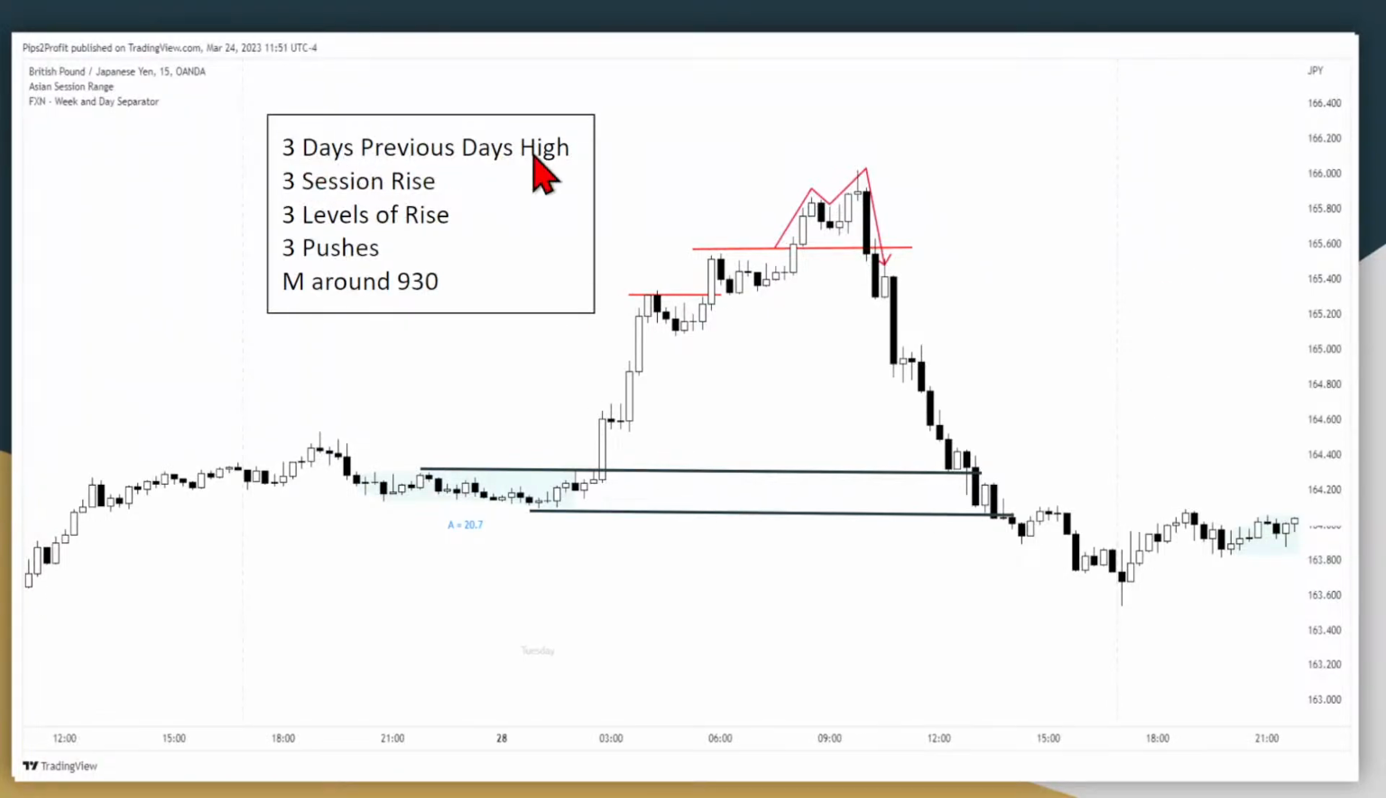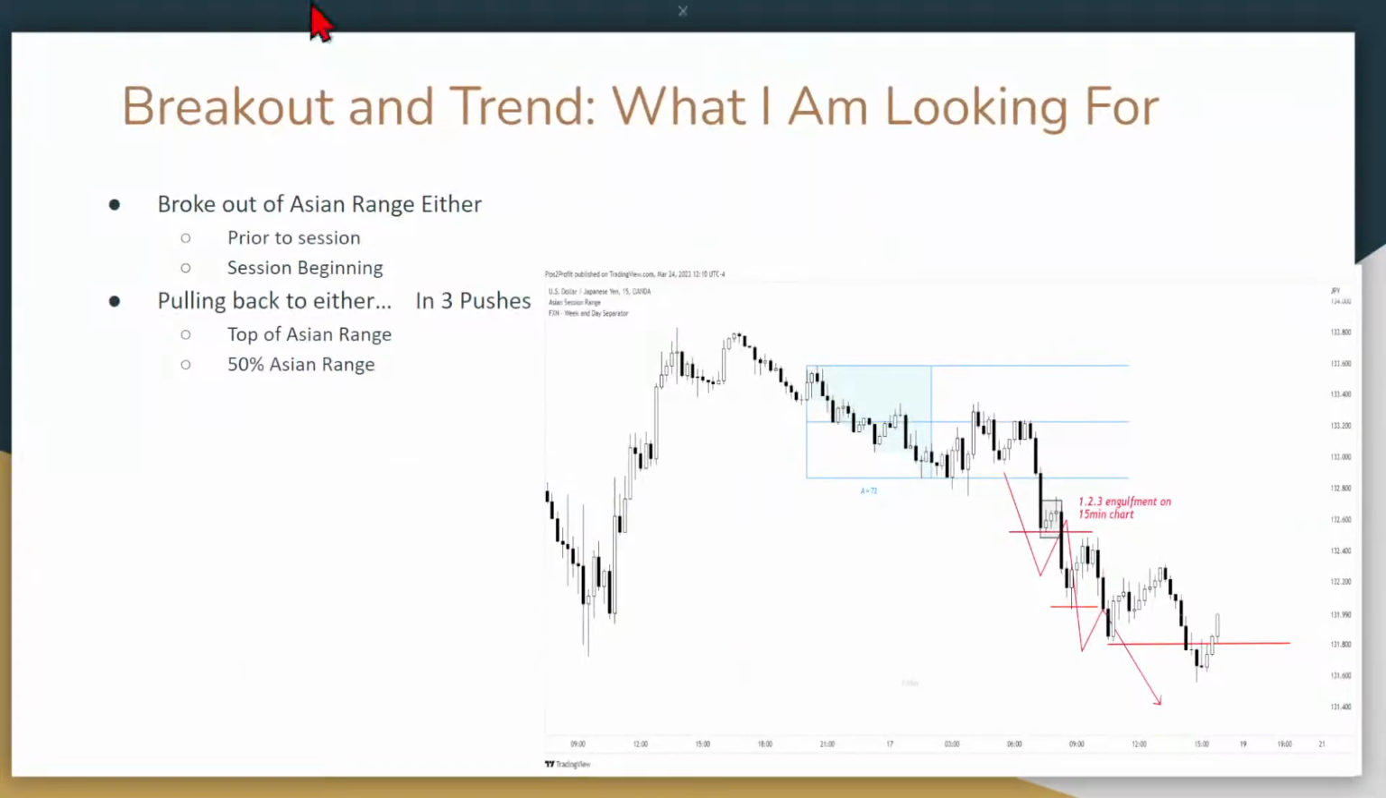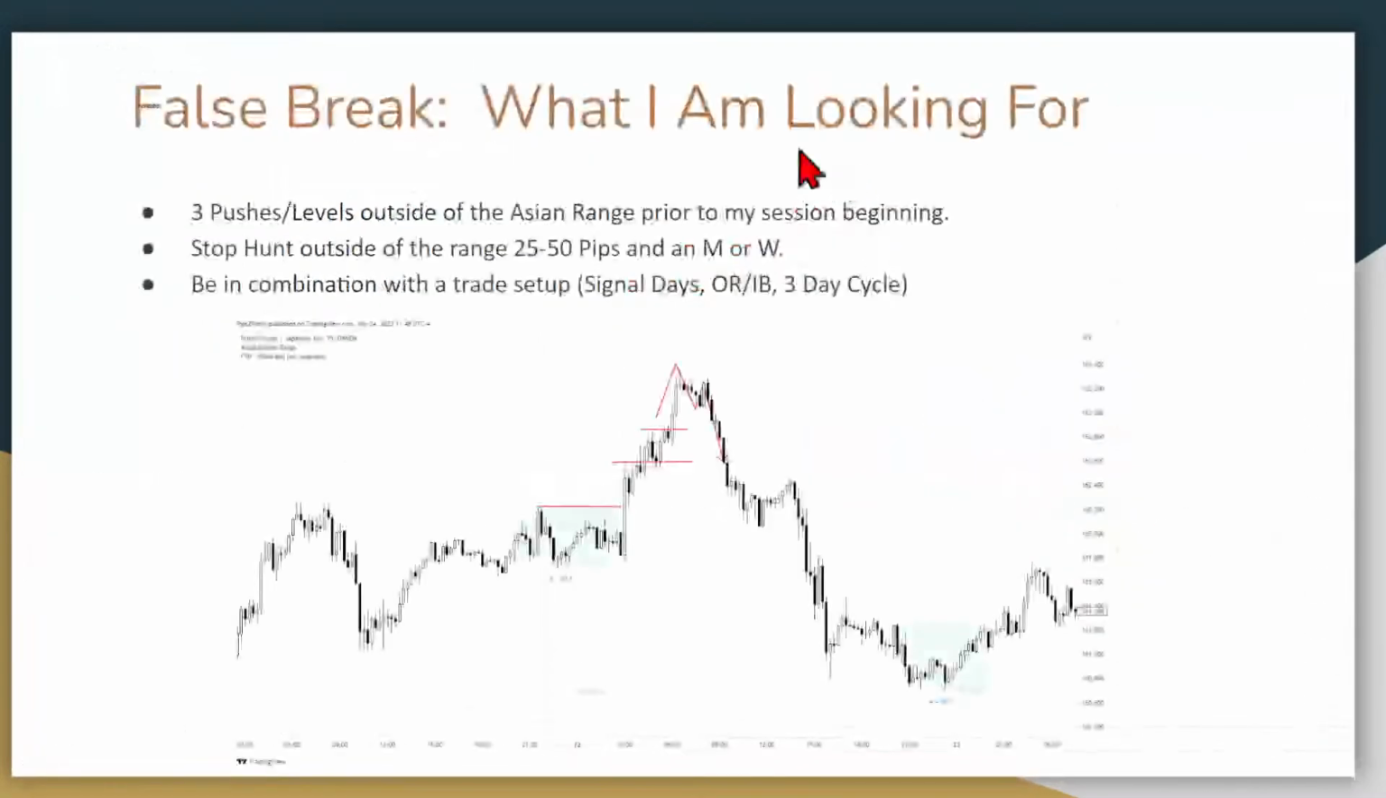This is 3 days, previous day's high, 3 sessions of rise, 3 levels of rise, 3 pushes, and an M at the 9:30 time. Okay, this is like a 5-star, everything I've got kind of trade setup. It goes from high of day all the way back down to low of day and expands. Breakout and trend.